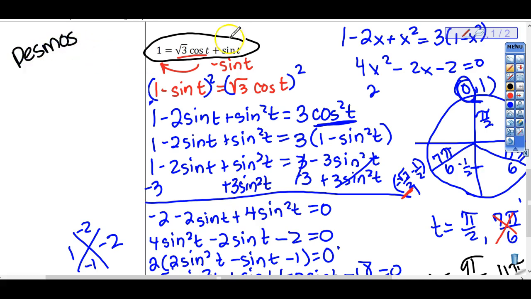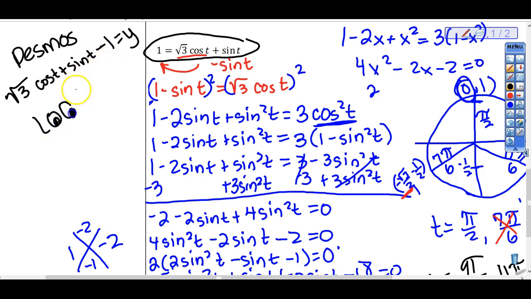If I want to type this in Desmos, I would move the 1 to the other side. So I would do square root of 3 cosine t plus sine t minus 1 equals y. And I would look for the zeros on the graph. Just tap the zeros on the graph, and you'll see if your answers are right. So it'd be good to have Desmos open so that you can look at it. It'll also give you a good indicator of when you have extraneous solutions. Of course, you can't use Desmos on the test. Be aware of that.